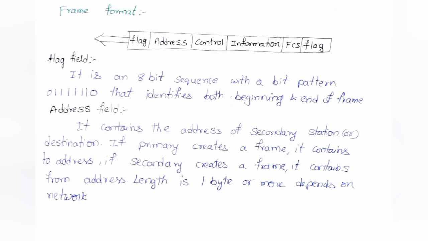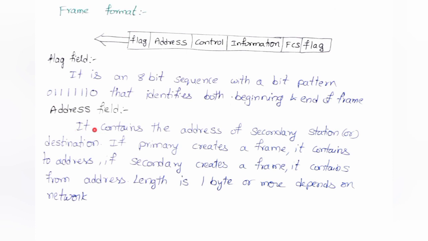So the starting and ending of the frame will have a flag, followed by some address where the message must reach, and the control information and the FCS. Flag field: it is an 8-bit sequence with a bit pattern 01111110 that identifies both the beginning and the ending of the frame.